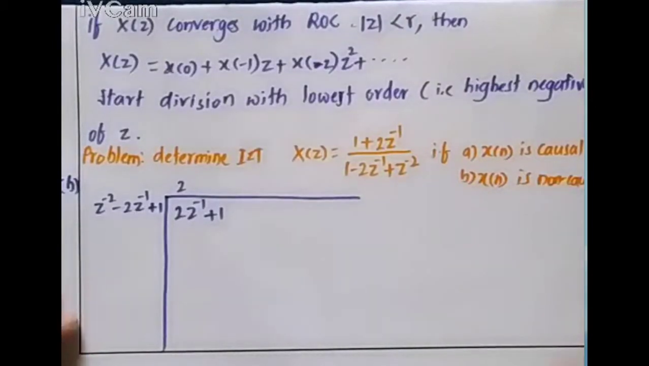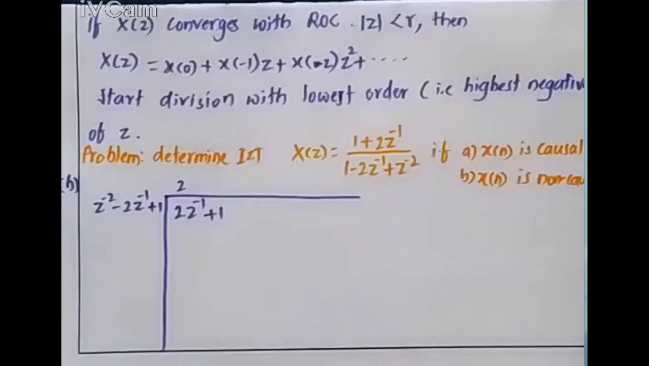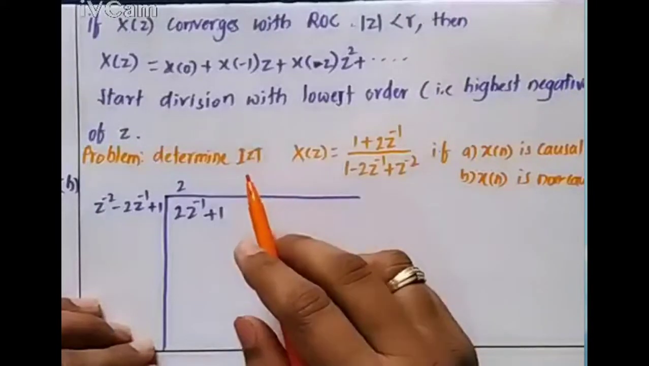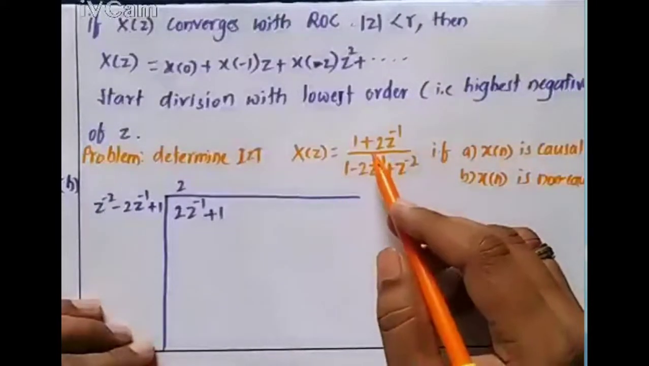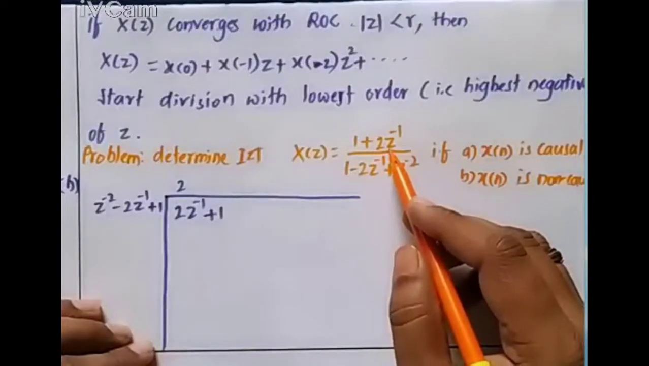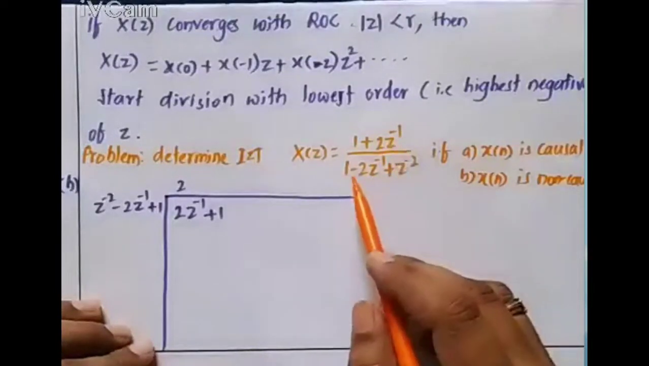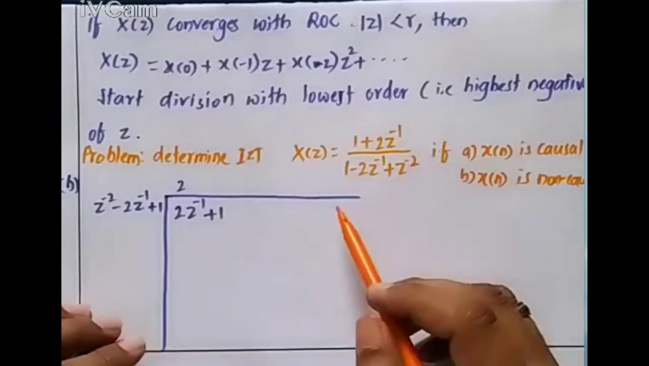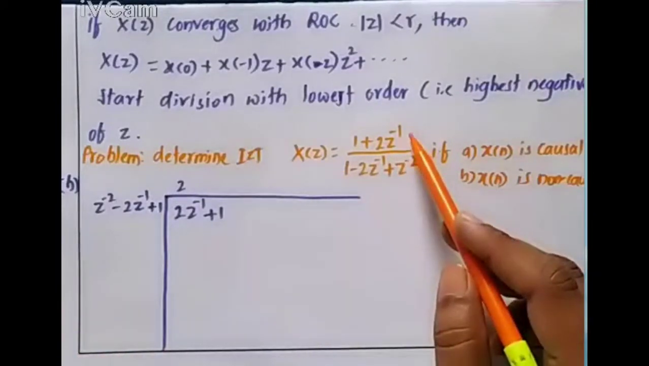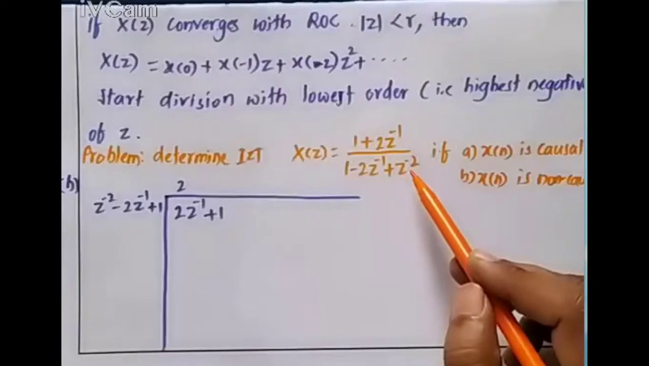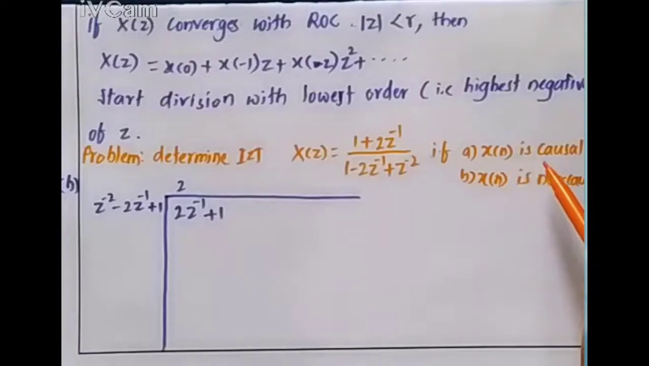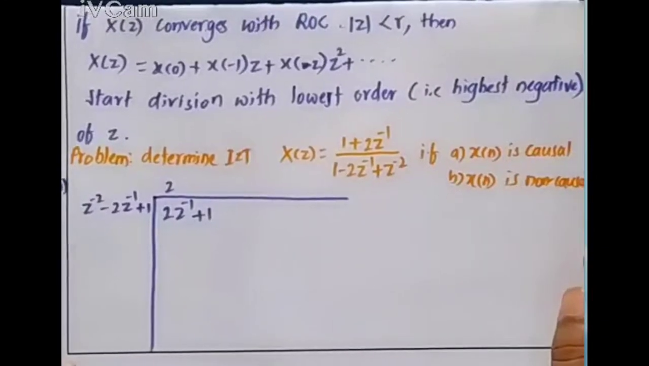Okay, so moving further, I will start with one problem so that it will help you. The problem is: find the inverse z transform of X of z equal to 1 plus 2 z inverse divided by 1 minus 2 z inverse plus z power minus 2. Okay, so X of z is represented with the numerator polynomial and denominator polynomial here. And the question also says that we need to find x of n as causal and x of n as non-causal. Both the conditions have to be covered here.